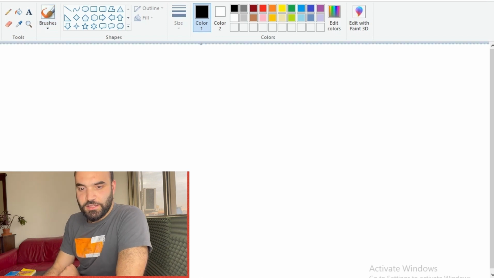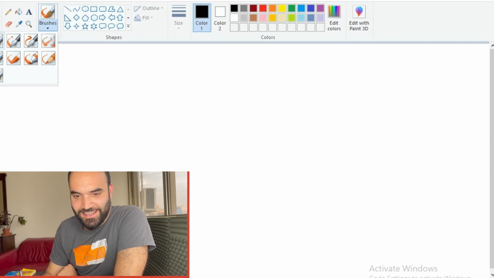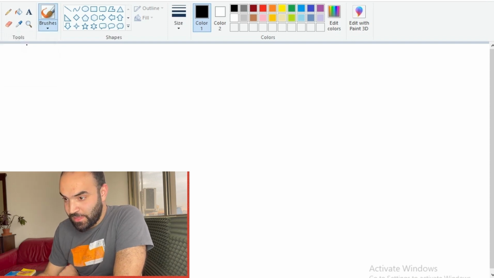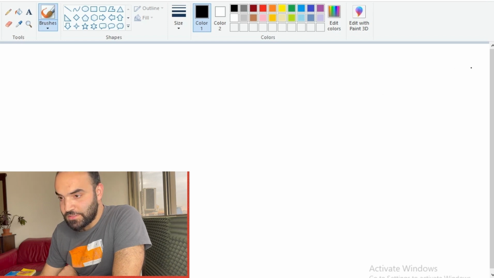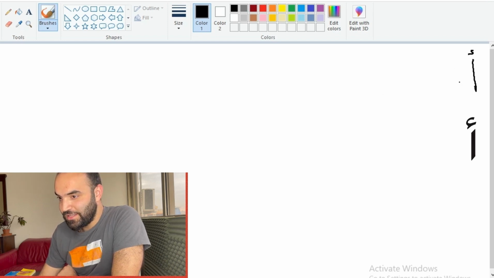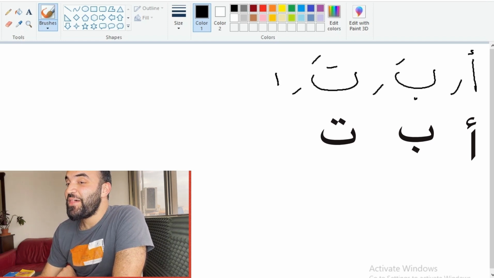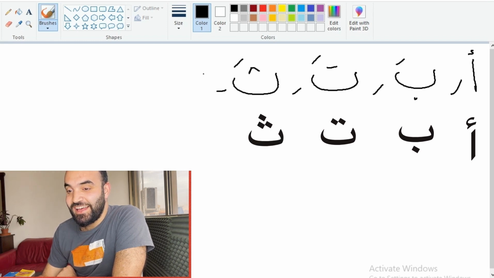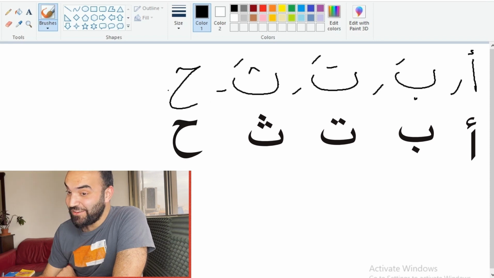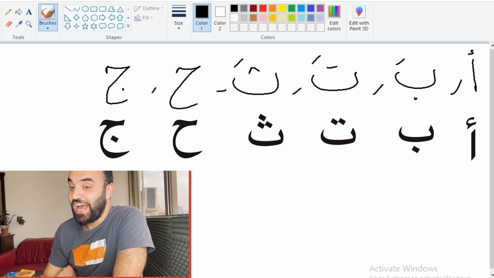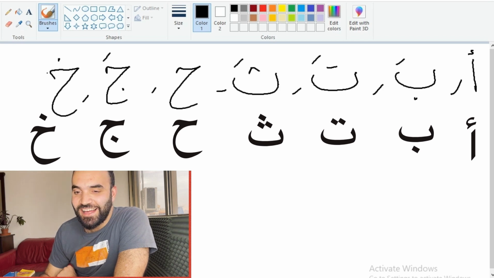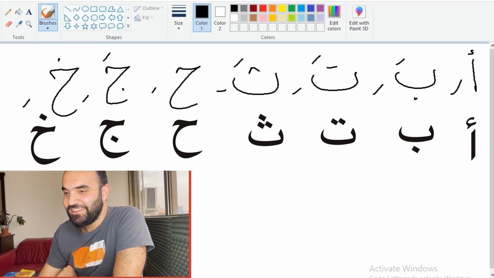So now we have more letters to create more words. Okay, so now we have the letters. Let's remember them together. Ba, bravo. Ta, tha. Okay. Ha, bravo. Ja, عظيم. This one, Kha. Okay. Let's change the color. Yalla.